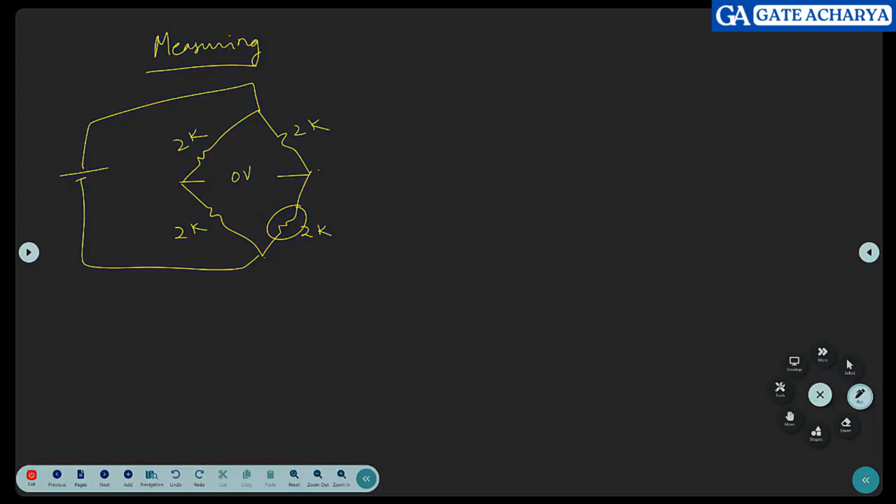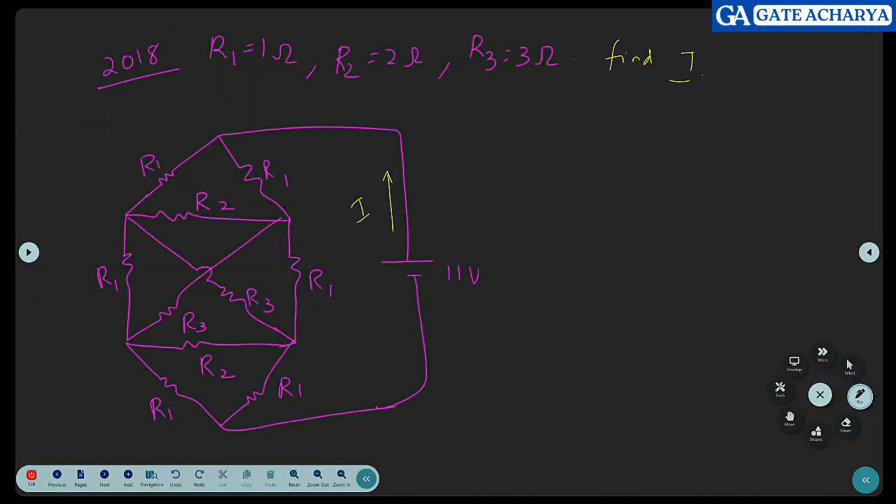Whenever bridge is balanced, what is the voltage here? 0. That's the point to remember. Whenever the bridge is balanced, the voltage here will be 0. Now you see, come back here. What do you see here? Is it a balanced bridge? Is it symmetric? Resistors are same. If you try to draw a line, the left side resistors are same as right side resistors. It's a balanced bridge, right?